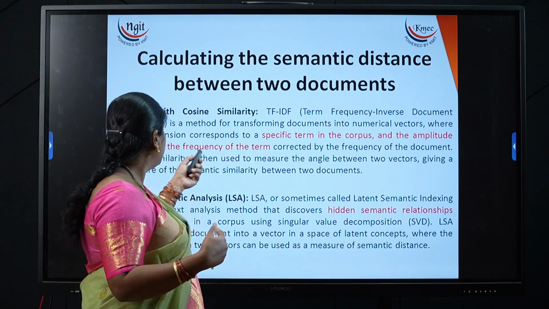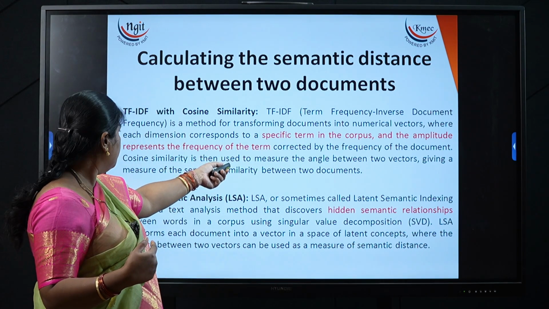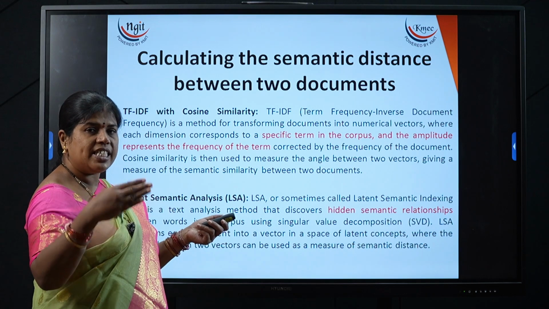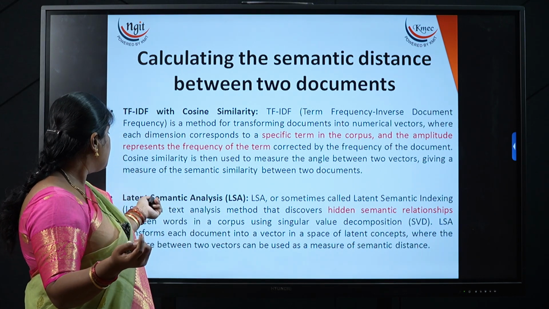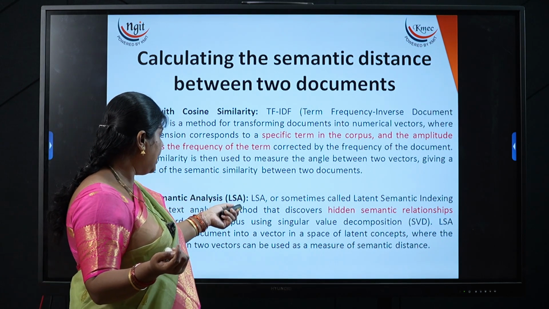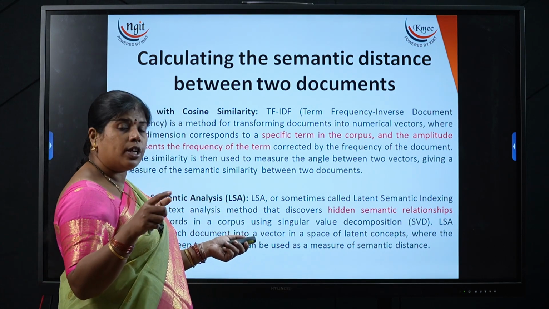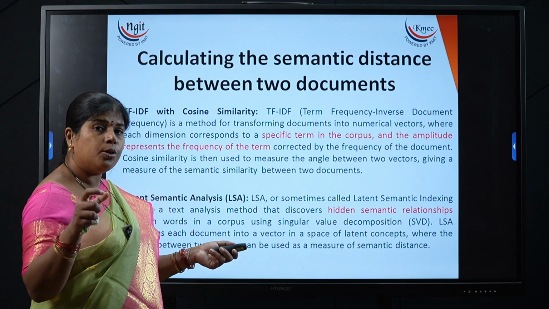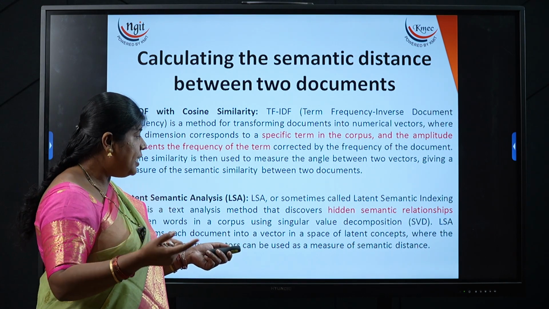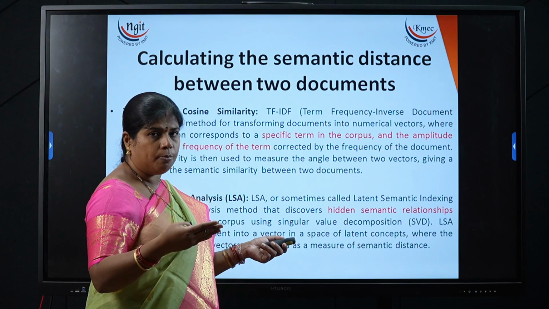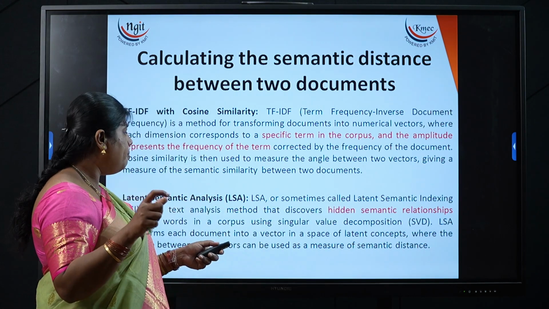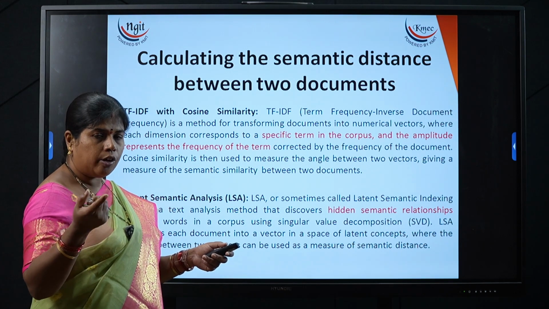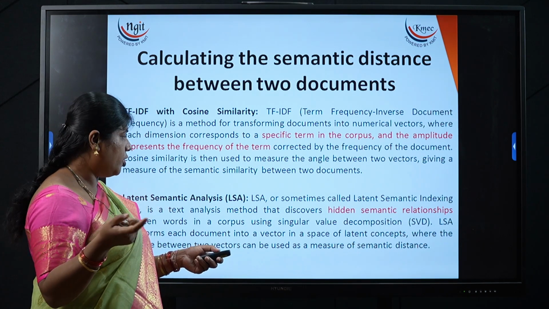It will find out the frequency of the particular term. So the amplitude is representing the frequency of the particular term. Okay, now the next one is what? Latent semantic analysis, in which I am going to analyze the meaning that is in my document. It is trying to find out the hidden semantic relationship between the words of a document which are part of a corpus.